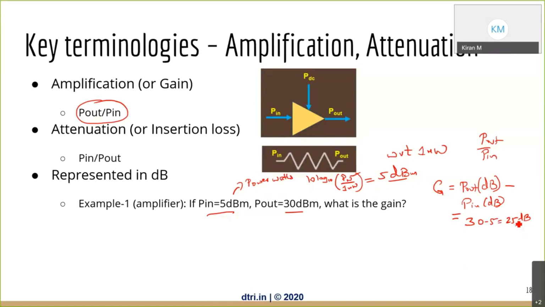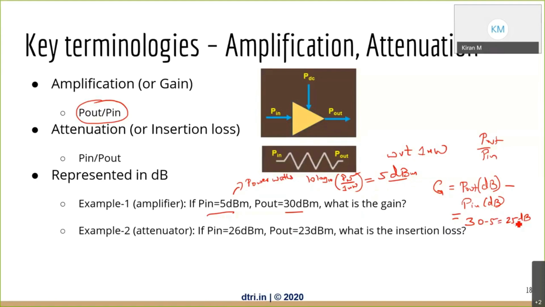In the same way, let's look at an attenuator. P in is 26 dBm, P out is 23 dBm. So what is the insertion loss? Insertion loss is P in by P out, so I should do P in in dB minus P out in dB. You have to represent it on the dB scale. So 26 minus 23, you get 3 dB insertion loss. This is how you work with the dB scale.